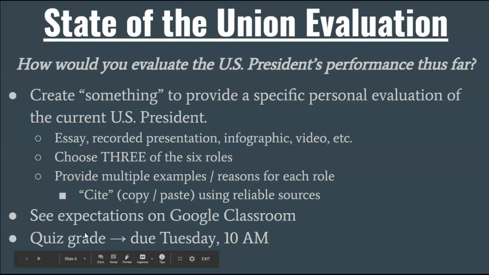What you will eventually end up doing, and you can start that before next week, but at the latest, next week, is you will be creating something, a video, a presentation, an essay, evaluating how the president has been doing thus far in his presidency, which is almost done with term number 1. You will choose 3 of the 6 roles to evaluate. Your evaluation could be something that says he's doing great, something that says he's not doing great, or something that says he's doing just all right, so-so. But you will have to back up your claims with evidence and examples.